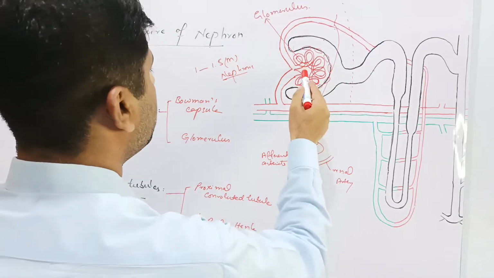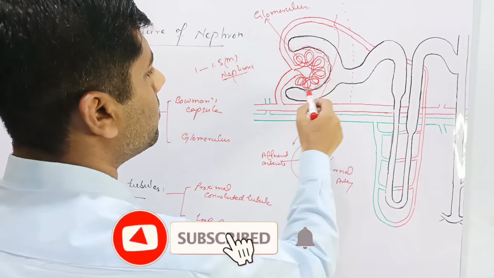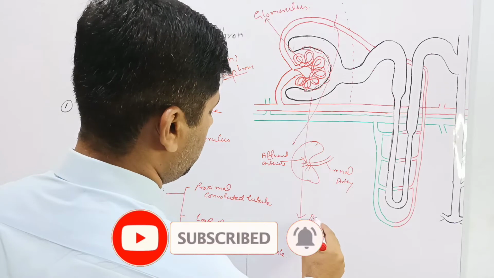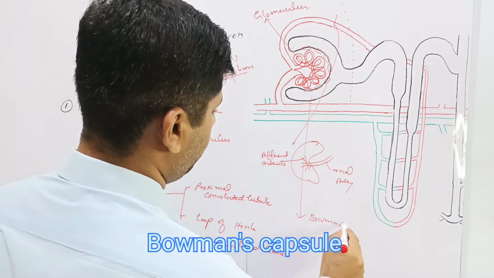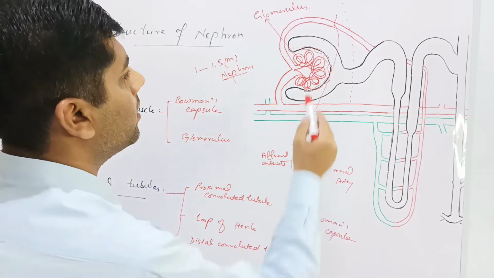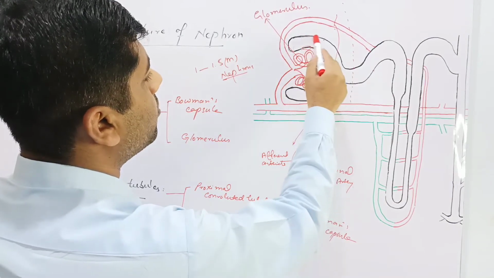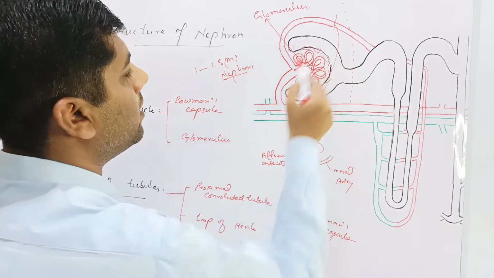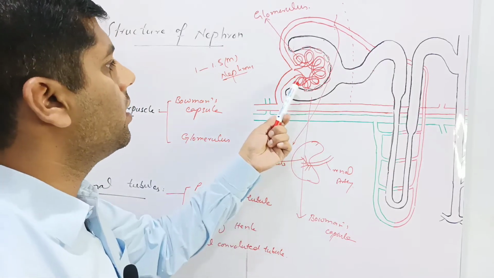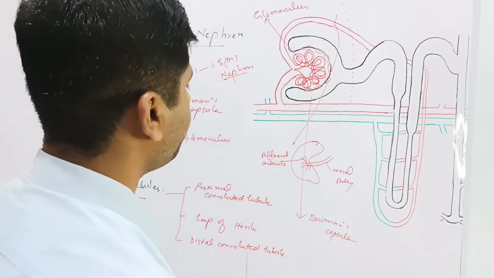The glomerulus is enclosed in a cup-shaped structure. This cup-shaped structure is called Bowman's capsule. As it is evident in this diagram, this Bowman's capsule is made up of two layers. So this is a double-layered cup-shaped structure. This is also a microscopic structure. It encloses the glomerulus in it.